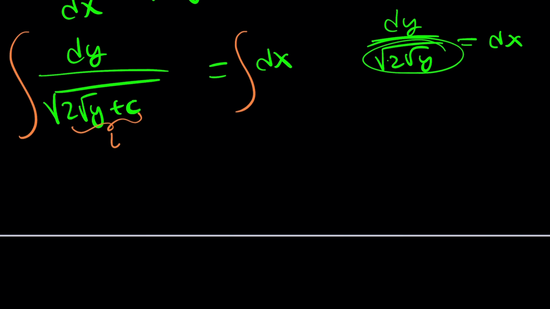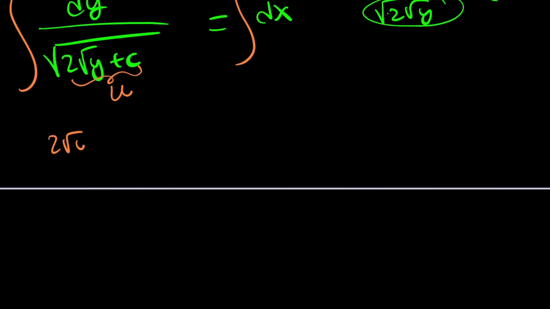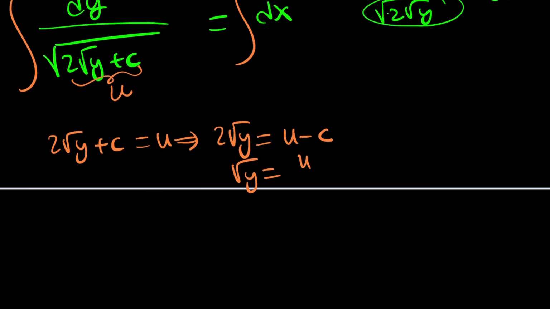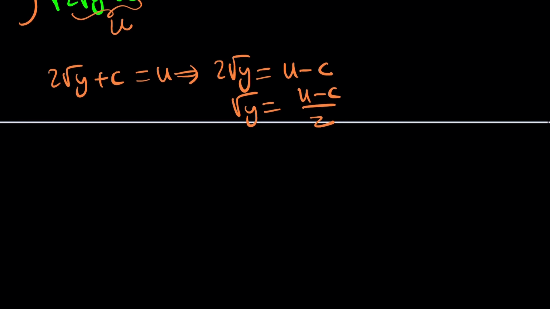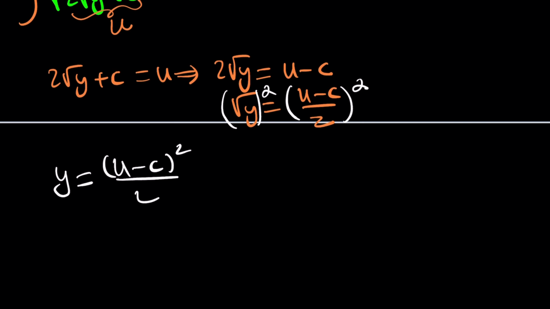How about calling this a u? 2 root y plus c equals u. From here, 2 root y equals u minus c. And then divide both sides by 2, you're going to get this. And then finally, square both sides. If you square both sides, you get y equals (u minus c) squared divided by 4.